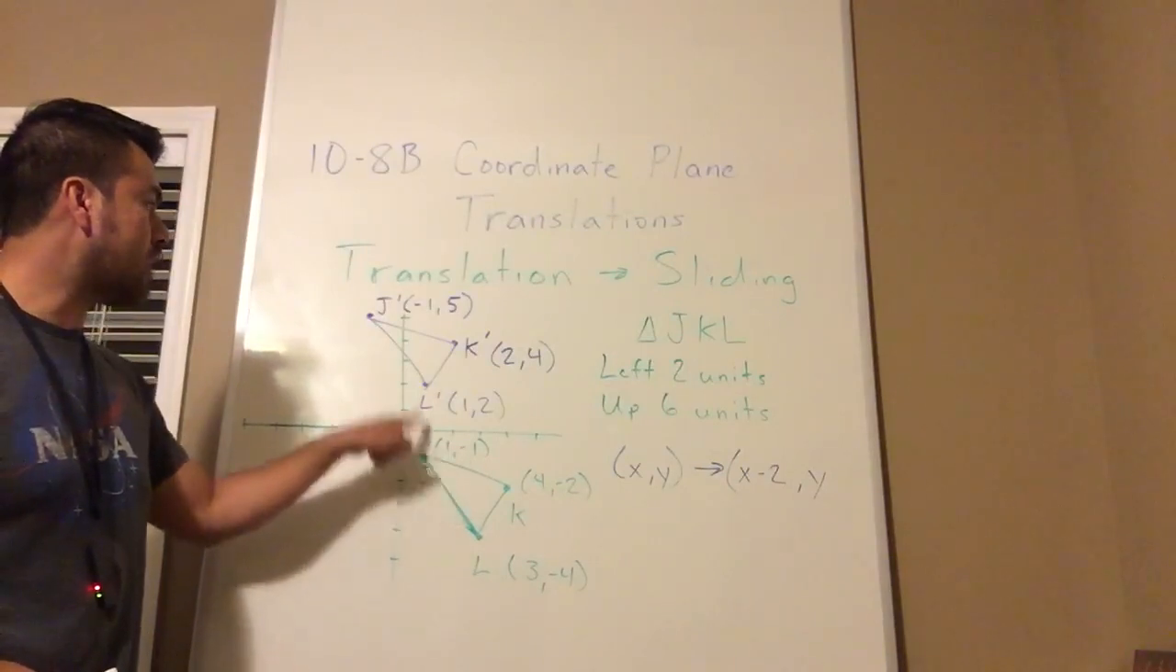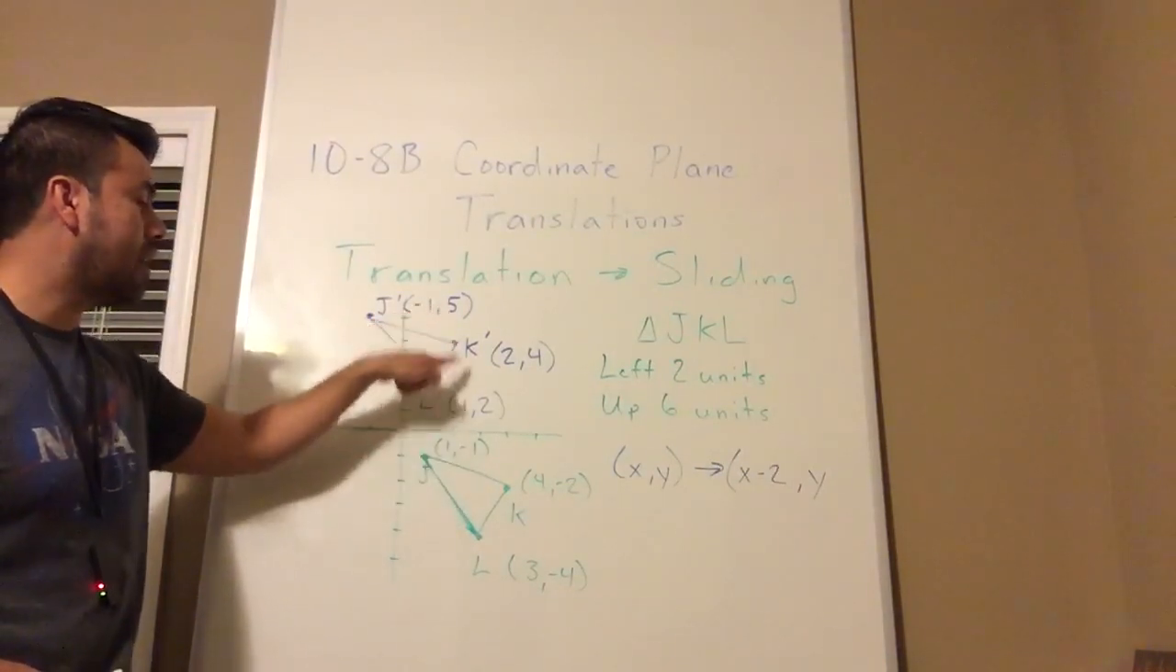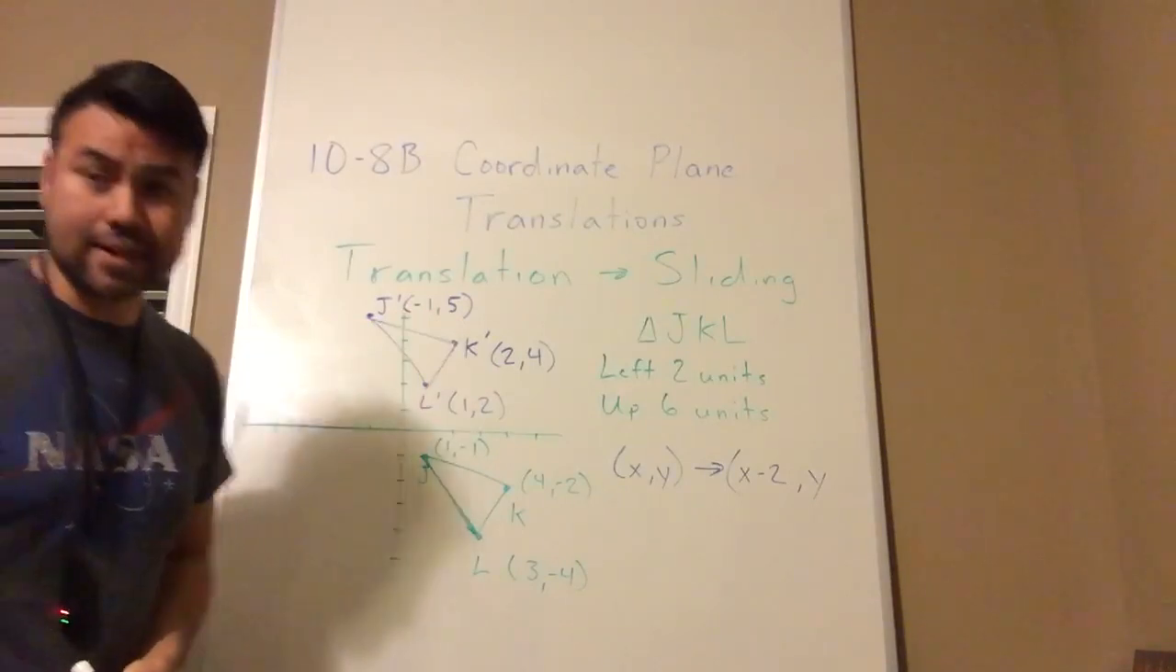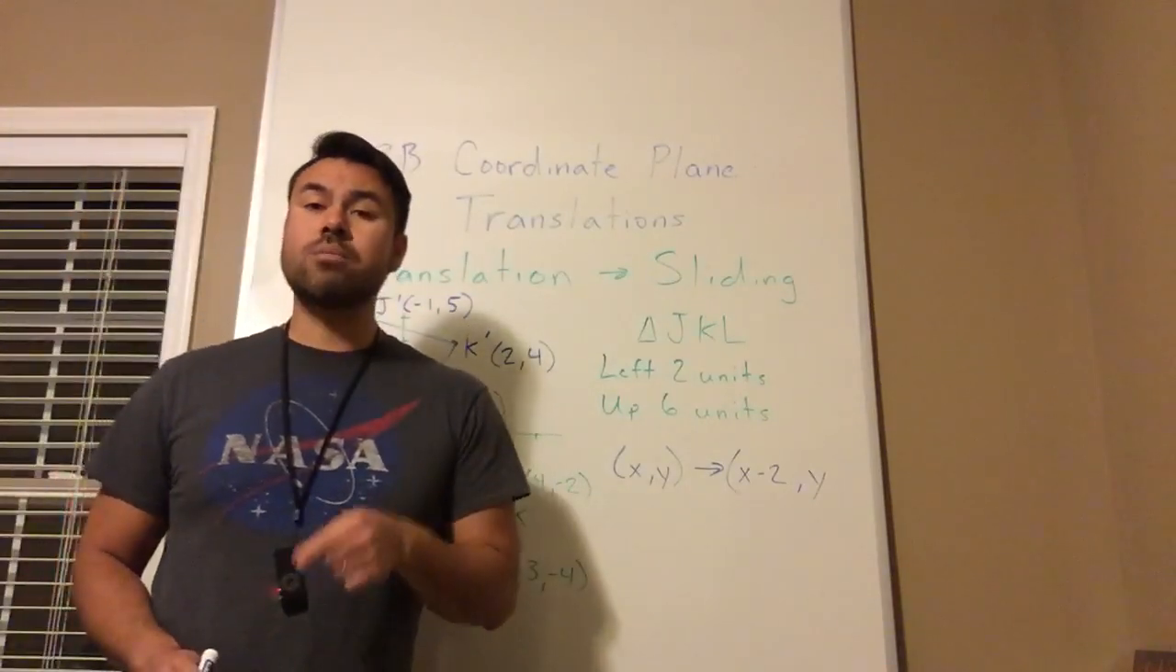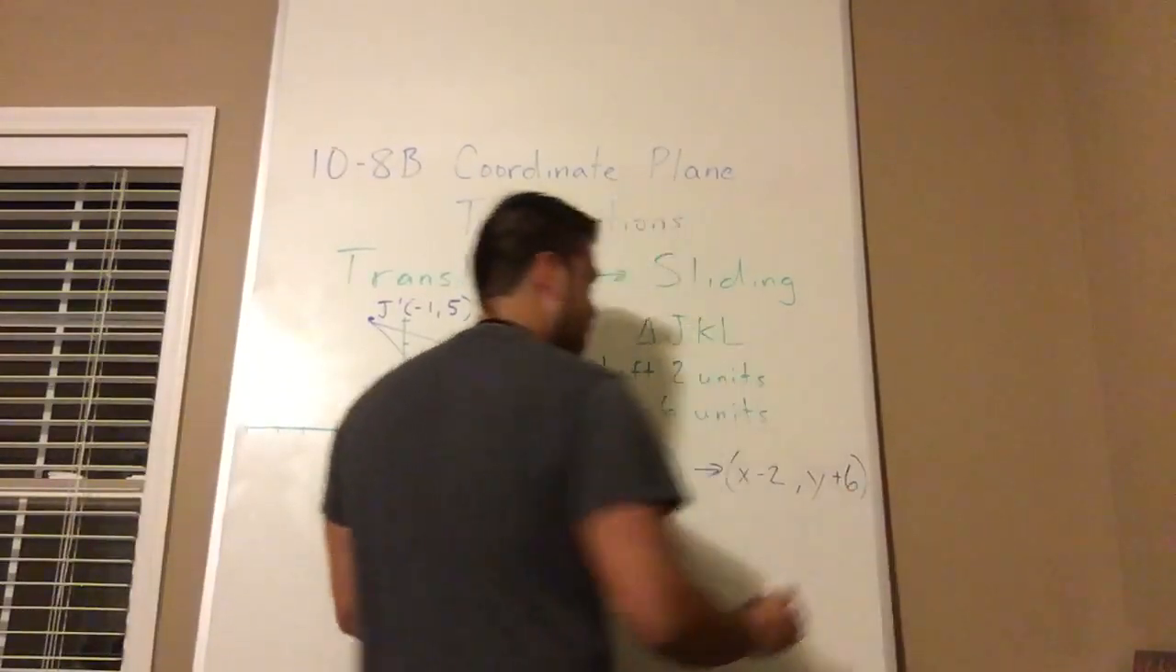How did I go from j to j prime? So how did I go from -1 to 5? I went up 6, right? So up 6 would be plus 6. But does that really describe each one?